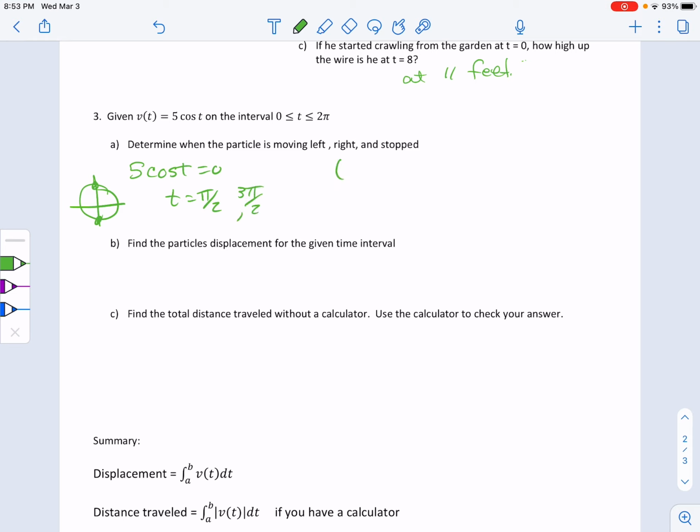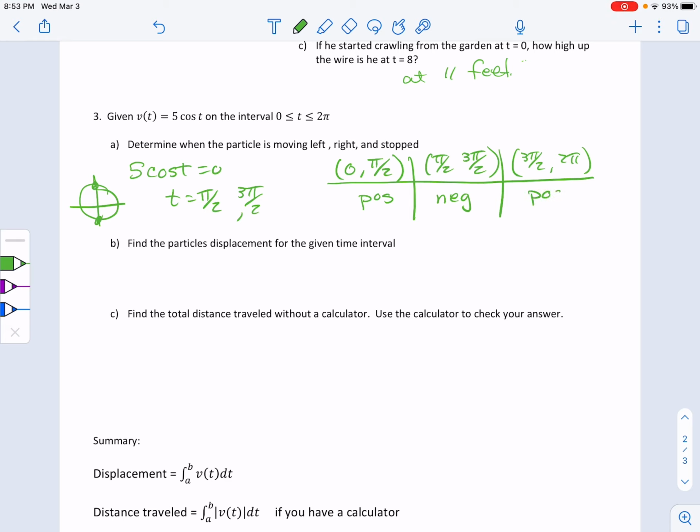I'm going to make an interval from 0 to pi over 2, pi over 2 to 3 pi over 2, and 3 pi over 2 to 2 pi. Okay, this is a cosine. Cosine in this quadrant is positive. It's negative in that. It's positive here. So we have right, left, right.